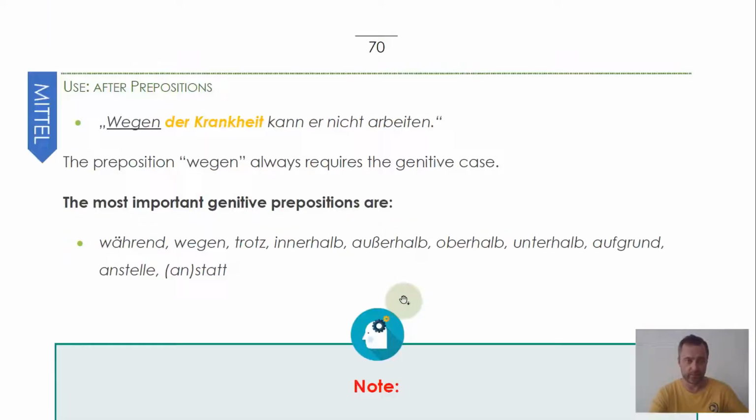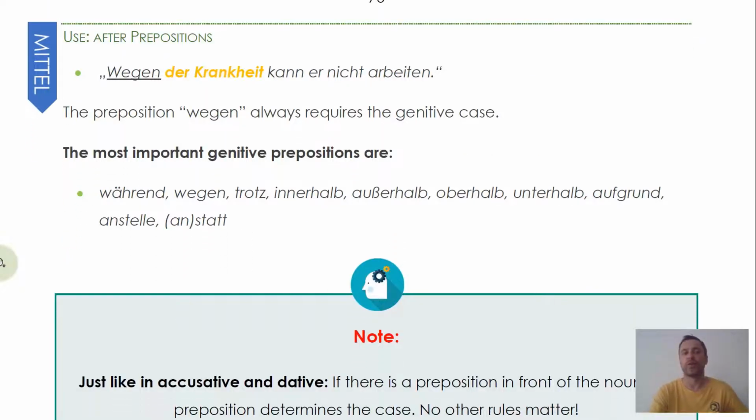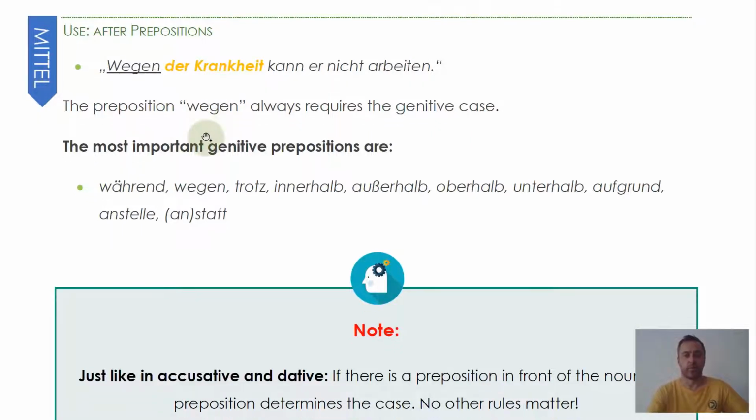And we have to use the genitive after some certain prepositions. I already gave you an example before. Wegen der Krankheit kann er nicht arbeiten, so because of the disease he can't work. Wegen requires you to use the genitive case, so that's why we have to use it here. There's no other reason, there is no ownership or belonging. You can't ask with whose, wessen. It is genitive because the preposition wants it like that.